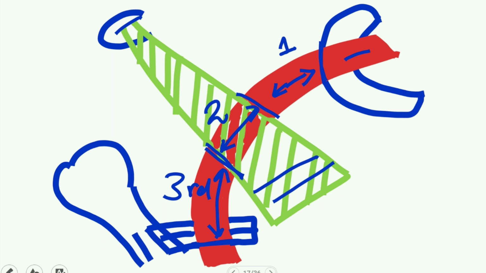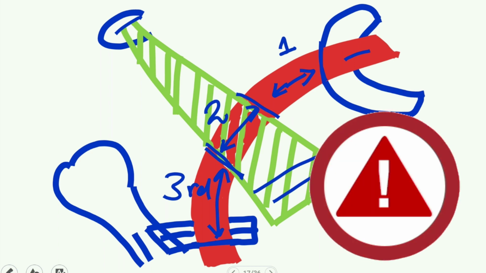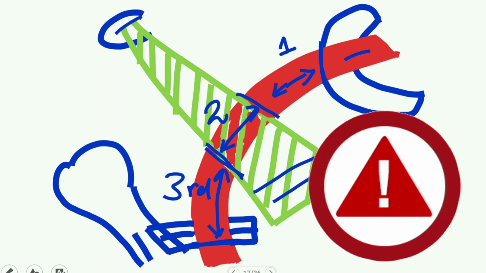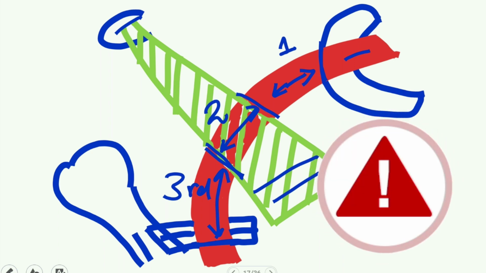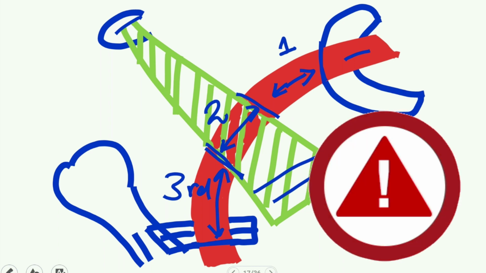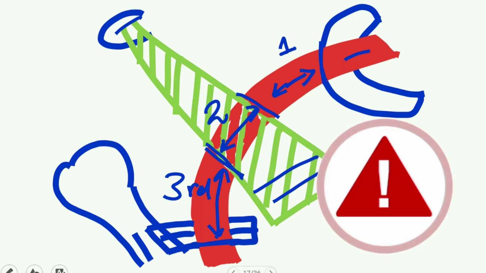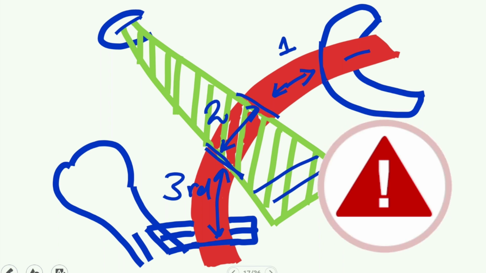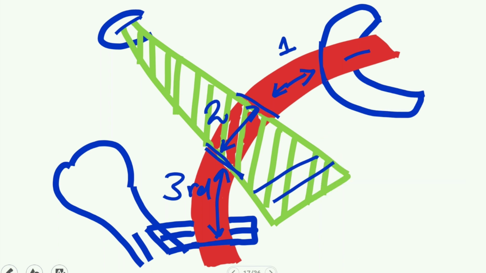Now I will demonstrate the relations of the three parts of the axillary artery in the easiest way. Keep in mind, this is the most difficult part for the majority of students. They don't know how to remember the relations of the three parts of the axillary artery. I will give you the simplest plan. You will never forget the relations of the three parts of the axillary artery.